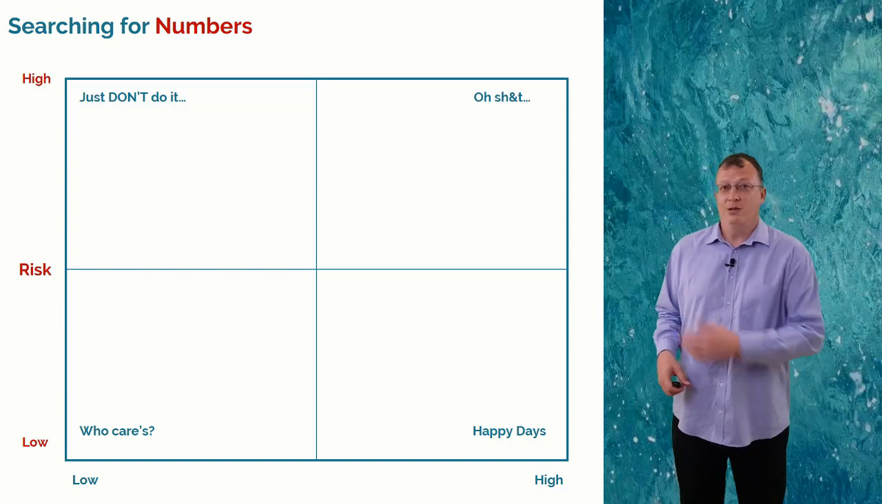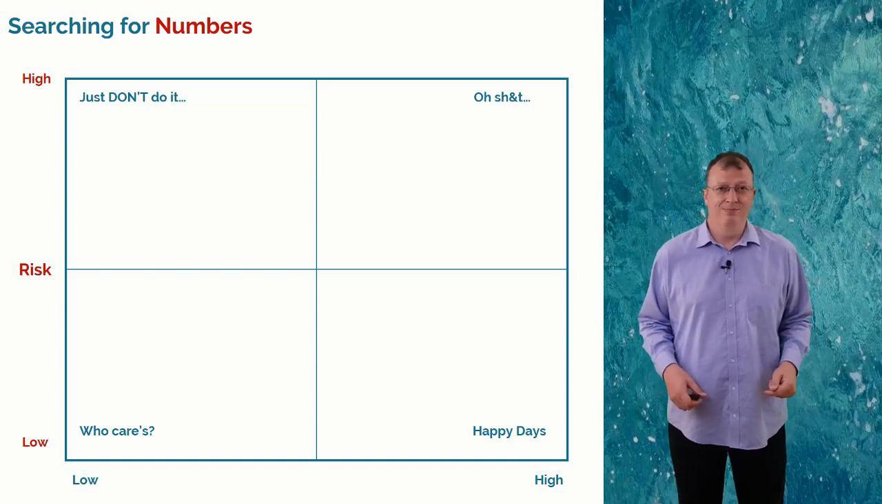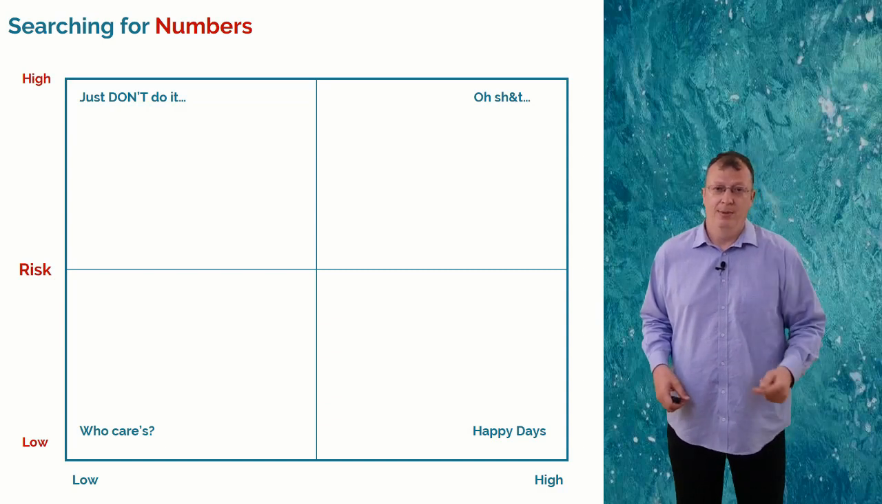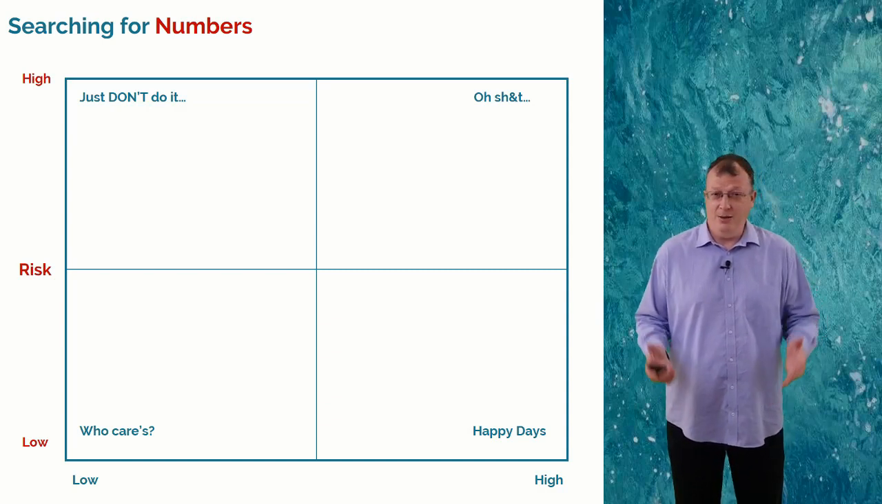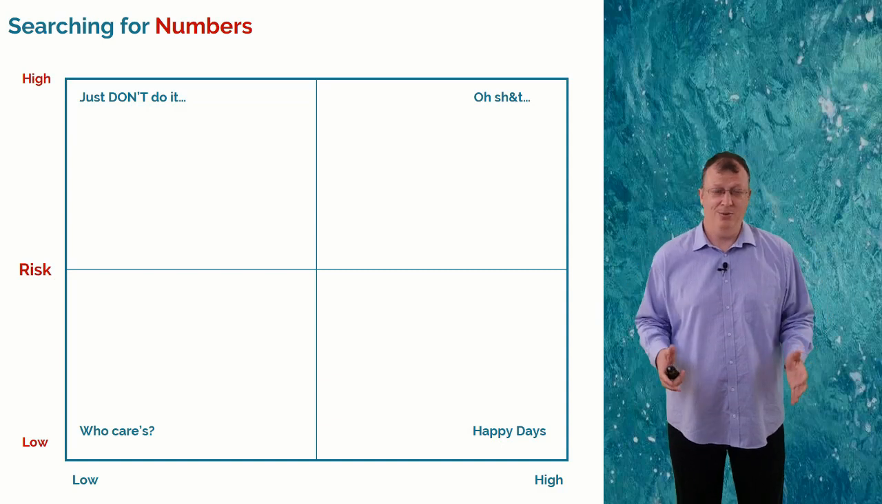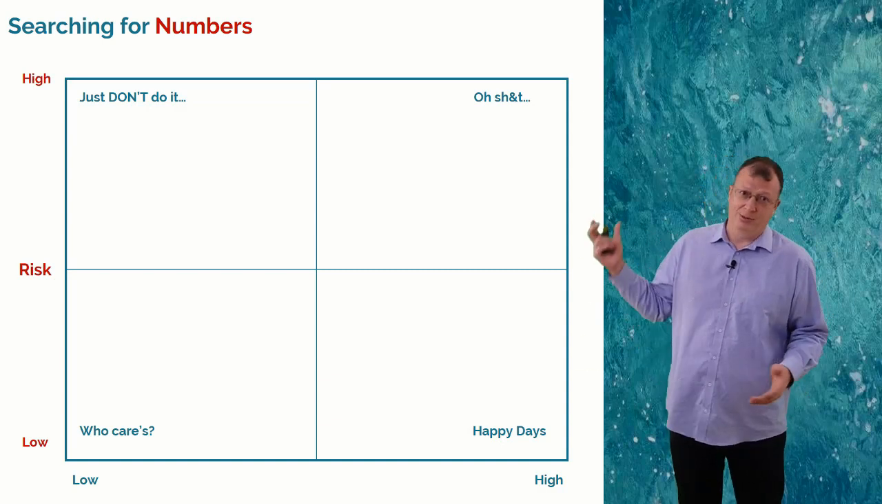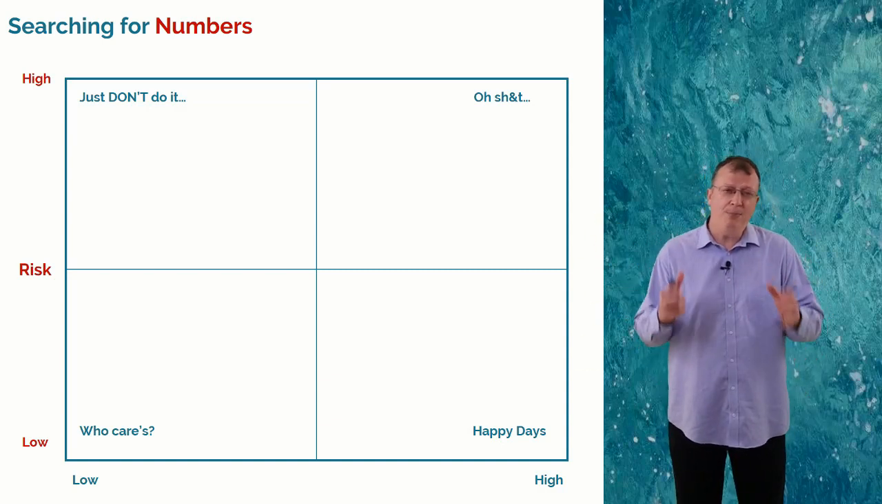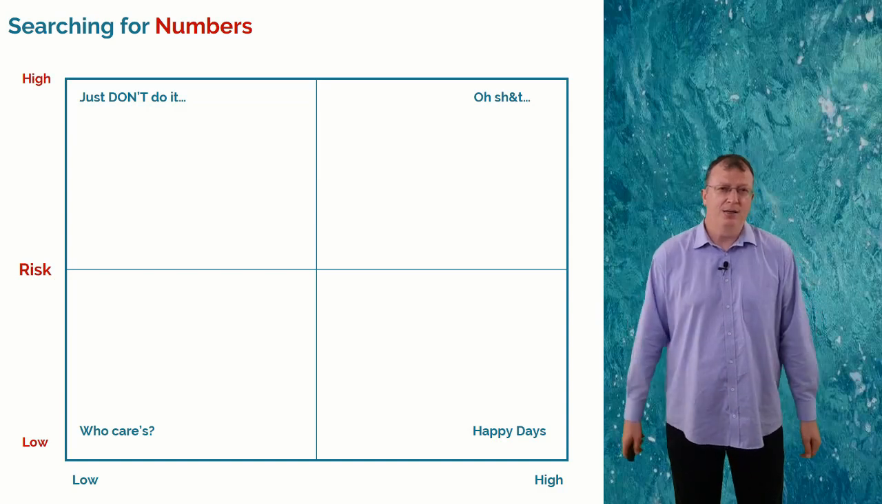Then we have the top left corner, which is the opposite of Nike, just don't do it. We don't really think we need it, and it scares us like crazy. And then we have the O corner, because it is absolutely critical and it really, really scares us.